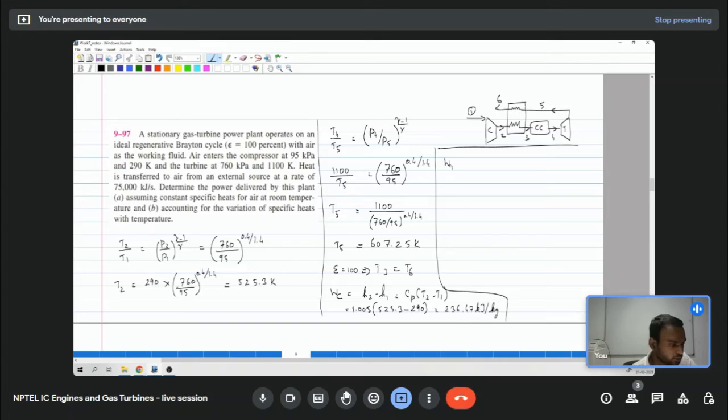Similarly, for the turbine work we have H4 minus H5. So this is 1.005 into T4 minus T5. T5 is known. T4 is also given, that is 1100 Kelvin, minus T5, 607.25 Kelvin. This is 494.94 kilojoule per kg.